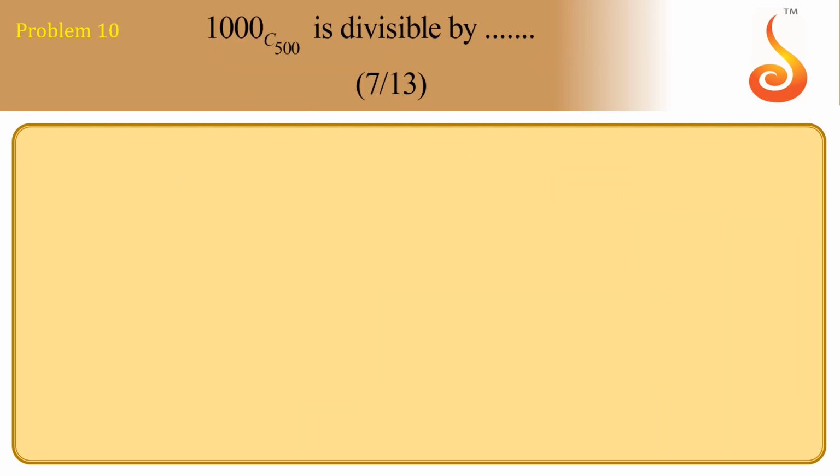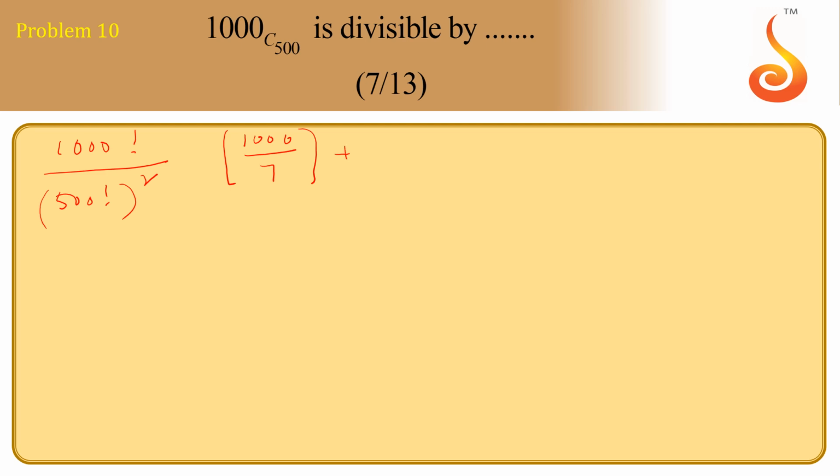Okay, next problem. 1000 C500 is divisible by 7 or 13. So let us see. 1000 C500 is nothing but 1000 factorial by 500 factorial into 500 factorial, that is whole square. Now let us check for 7. What I am doing is trying to calculate the exponent of 7 in 1000 C500. First I am checking the exponent in the numerator.